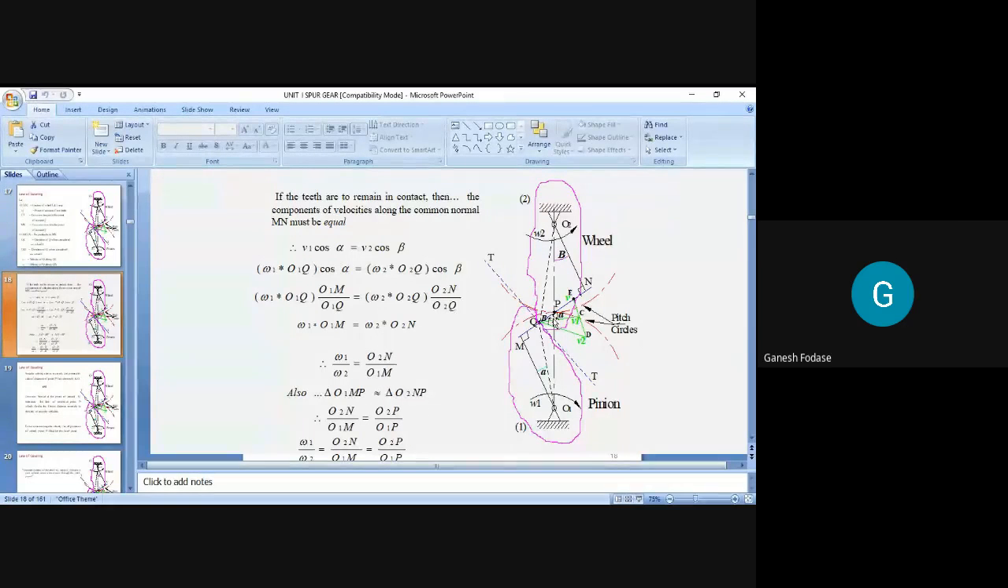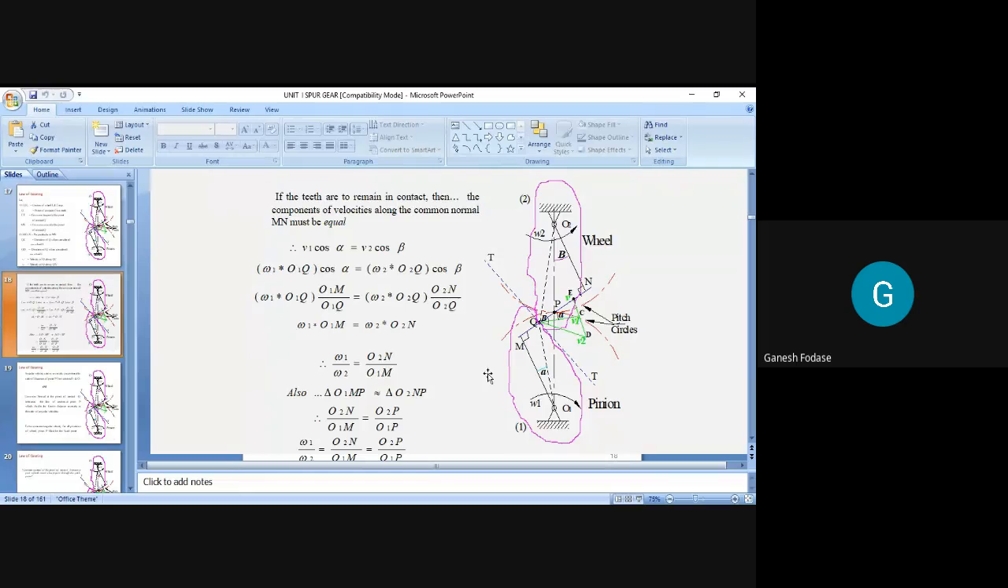And if this is to be constant, then we have to prove that the common normal through the point of contact must pass through the pitch point. So what happens if this common normal through point of contact, that is Mn, passes through the pitch point, our angular velocity ratio remains constant. We have to prove through this derivation how that angular velocity ratio remains constant. So I'm just telling you what the law of gearing is. That is, to maintain constant angular velocity ratio, the common normal through the point of contact must pass through the pitch point. That is basically our theorem.